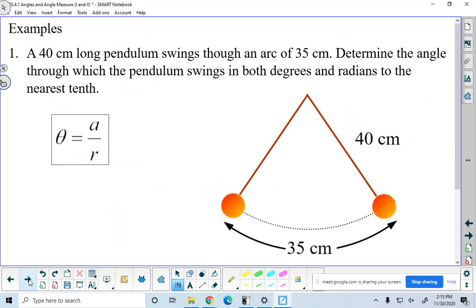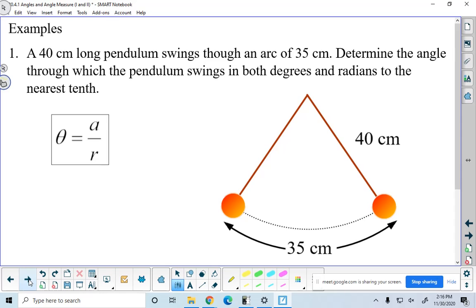So to begin with, this says we have a 40 centimeter long pendulum that swings through an arc of 35 centimeters. Now, a pendulum is just some kind of mass hanging on a string. The mass is usually called a pendulum bob, but that's okay. It doesn't matter what it's called. It swings back and forth. And since the string doesn't change length when the pendulum moves, that arc, although it isn't a full circle, is part of a circle.